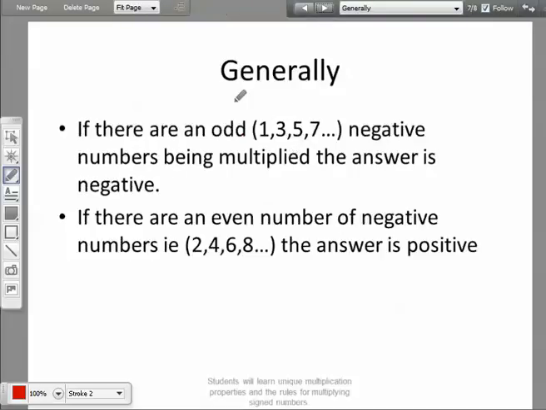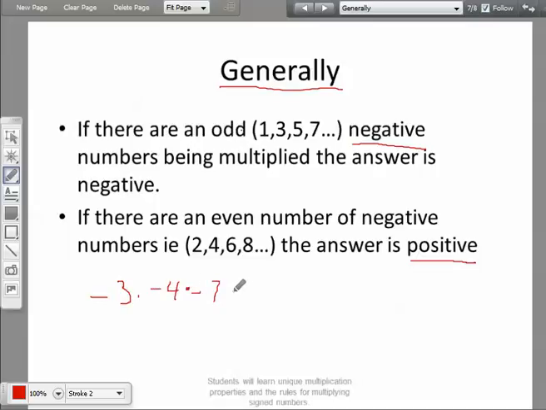Now, generally speaking, if there is an odd number of negative signs, then your answer is going to be negative. If there's an even number of negative signs, your answer is going to be positive. So let's think about that for a second. If I have negative 3 times negative 4 times negative 7 times negative 2 times negative 12, what's my answer going to be? Well, 1, 2, 3, 4, 5 negatives. I know my answer is going to be negative.